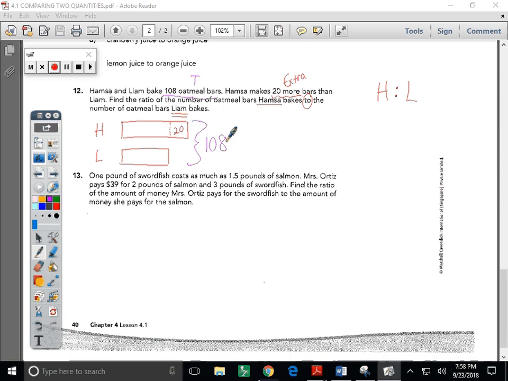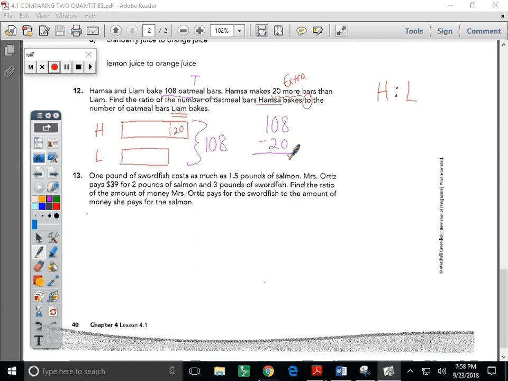Every year I have students take that 108 and split it equally among Hamza and Liam. But I have to caution you, I don't think we can do that because of this 20 extra idea. So what would I have to do to get rid of those 20 extra? I said get rid of. That almost reminds me of an operation. In math, getting rid of something is like subtraction. You're going to want to take that 20 extra away and see what's left.